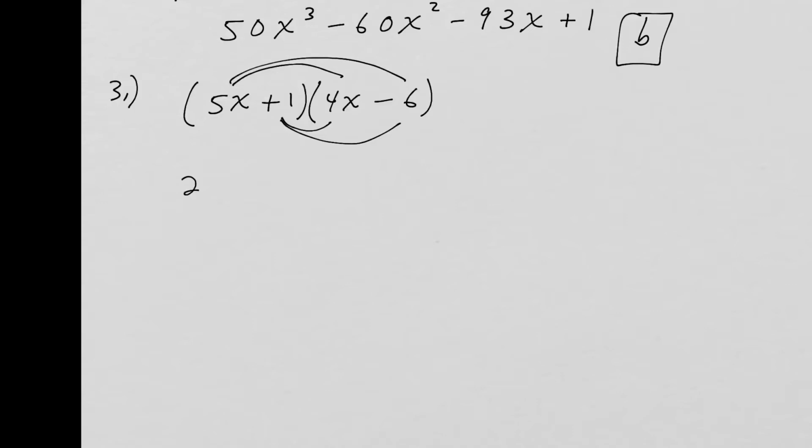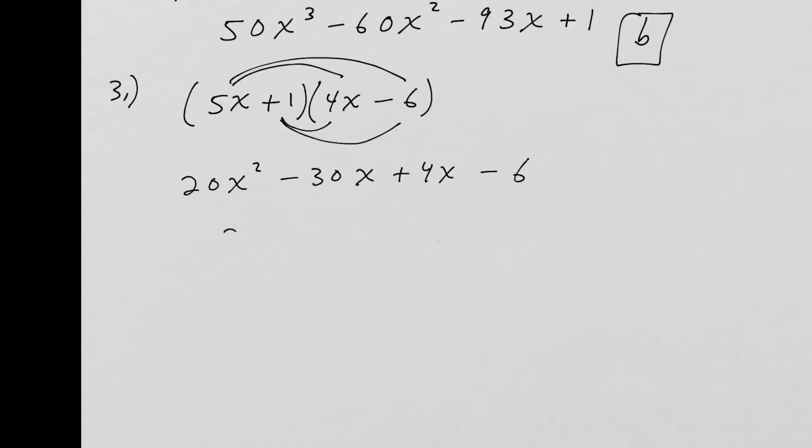So that's going to be 20x squared. Then we're multiplying the outer terms together. So it's 5x times negative 6. So that's negative 30x. Then the inner terms together. So positive 1 times 4x is just positive 4x. And then the last terms together. 1 times negative 6 is minus 6.